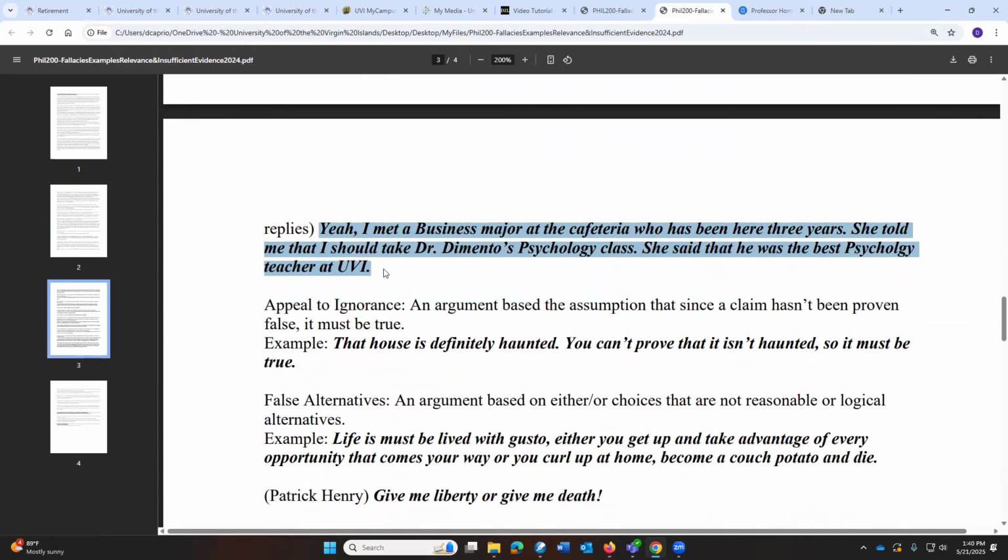Right? Why would I appeal to a business major to find out who the best psychology teacher is at UVI? How many psychology classes would a business major actually take? Sometimes probably none because they're not even required to have a single psychology class for their degree, right? So I might be better off asking someone else who knows all of the psychology teachers at UVI a little better. Plus, anyone named Dr. Demento might not necessarily be the best person to have a psychology class with.